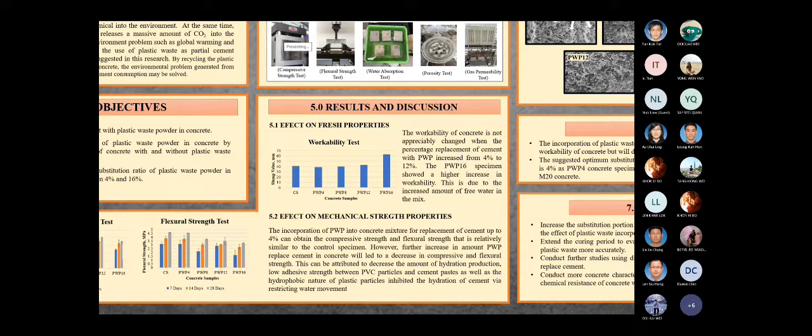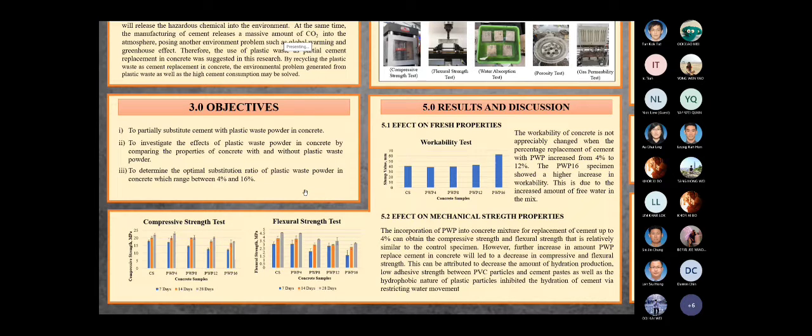The incorporation of PVC waste powder into concrete mixture for replacement of cement up to 4% can obtain the compressive strength and flexural strength that is relatively similar to the control specimen. However, the further increase of the PVC waste powder will lead to decrease in the compressive strength and flexural strength in concrete.